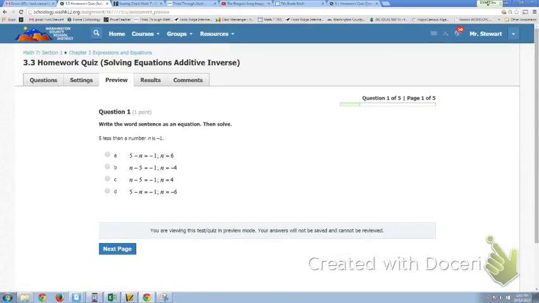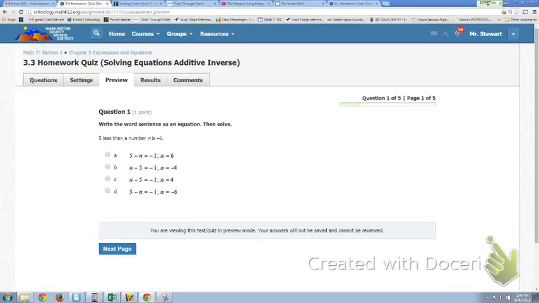Remember, you can use calculators on this quiz, but I do not want you to use one of those cool apps online that solve equations for you without understanding how these work. So be cautious with that. Don't cheat yourself out of the learning experience.